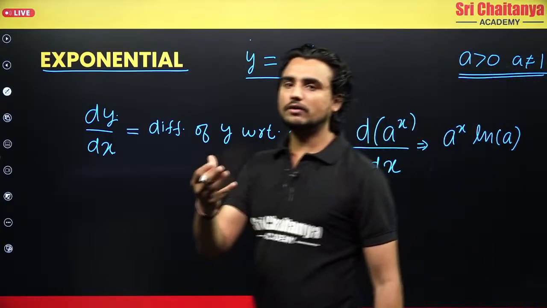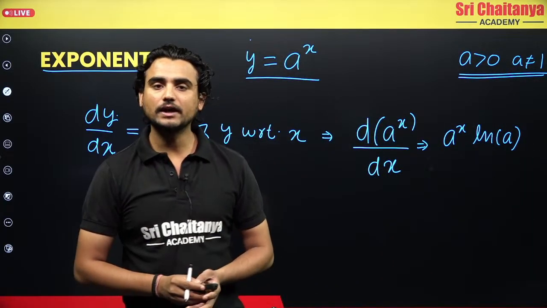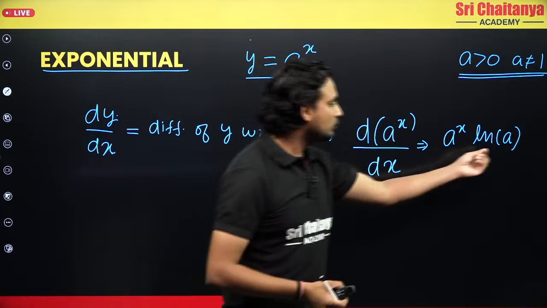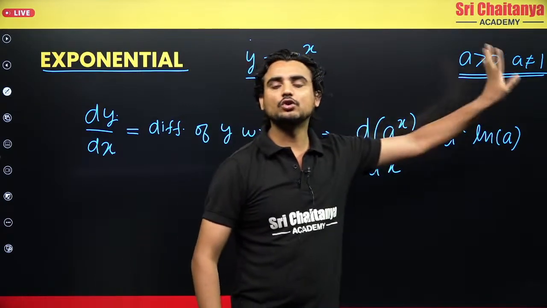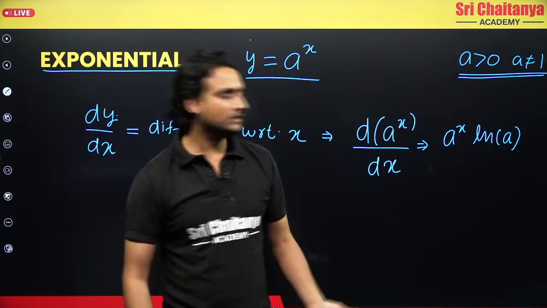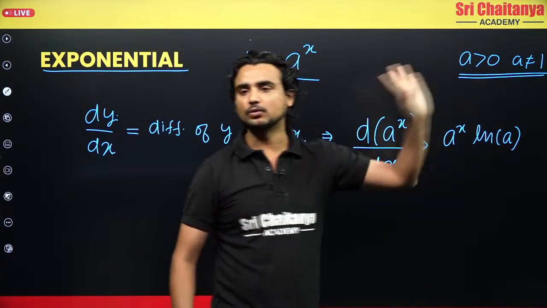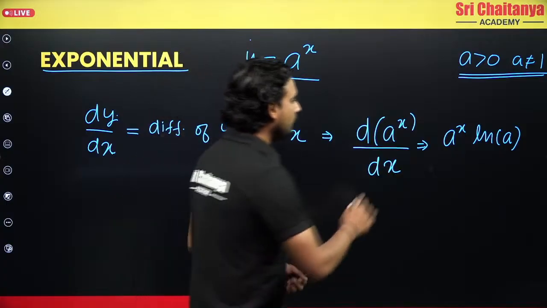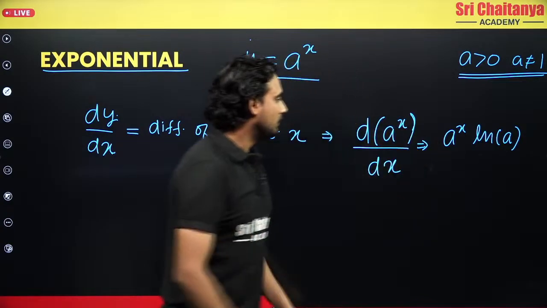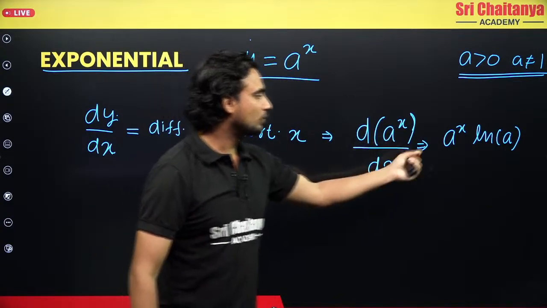Because when I taught you the log function, what did I tell you? That this a should be greater than 0, yes or no? And this a should not be equal to 1. This was the condition, so that condition should be valid here also. Okay, clear? So what is the differentiation of a power x? It is a power x ln a.